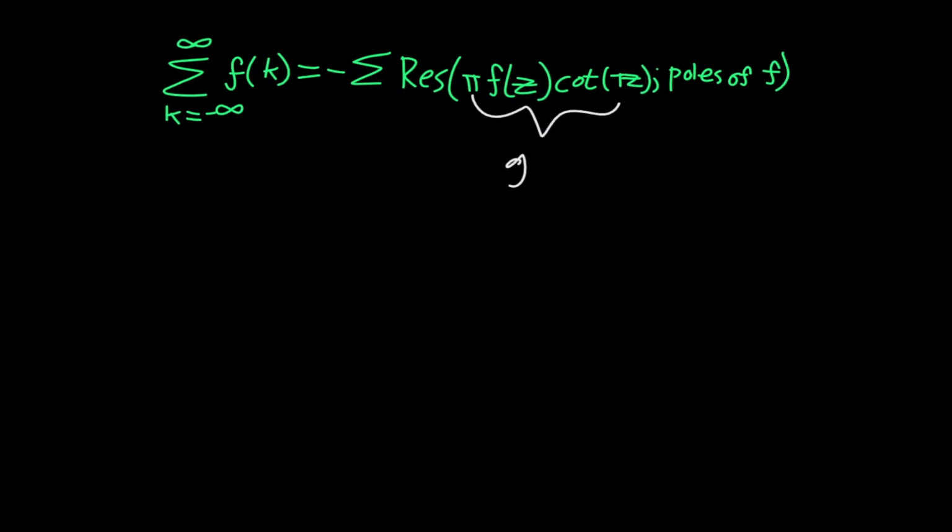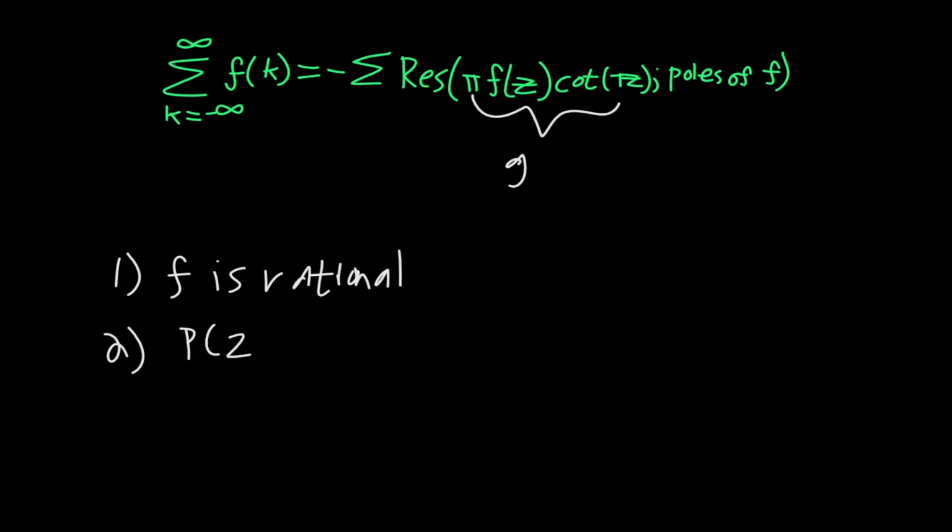And before we get started, a couple things need to be said about our function f. The first thing is that f is rational. And the second thing comes from the first, or part of it at least. Since it's rational, we can write it as some p of z divided by some q of z.